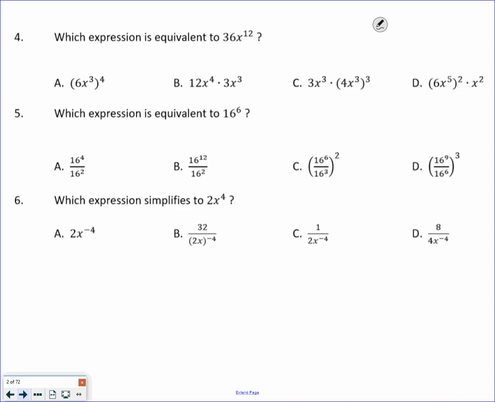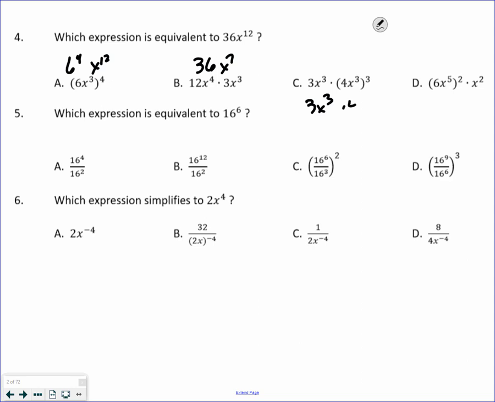So again, same situation. You're trying to get 36x to the 12th. So going through here, you're going to get 6 to the 4th, x to the 12th. 6 to the 4th power is not 36. We can go by that one. Next one, multiply and add exponents. Next one, 3x to the third.